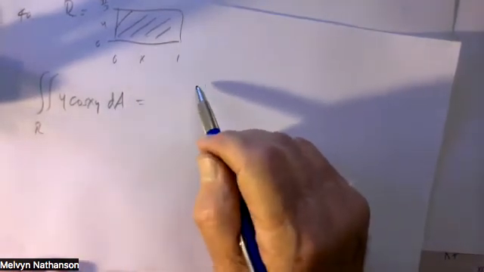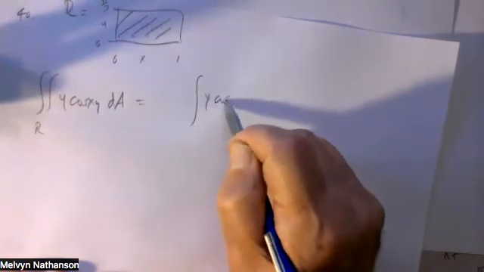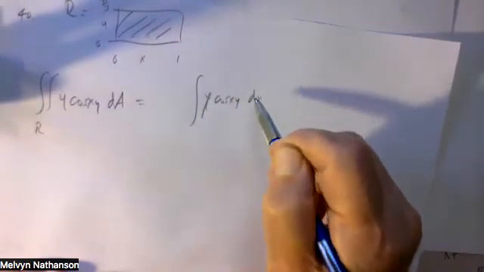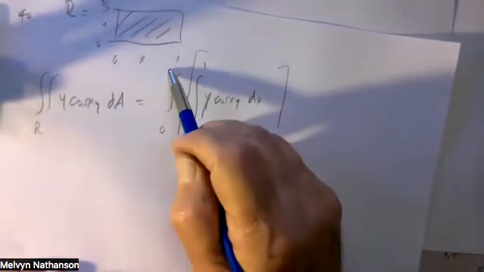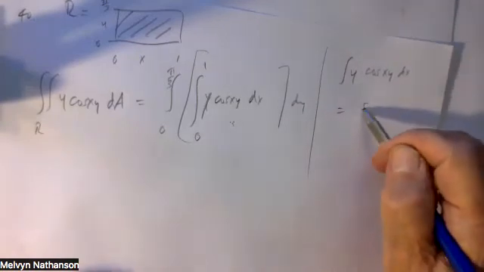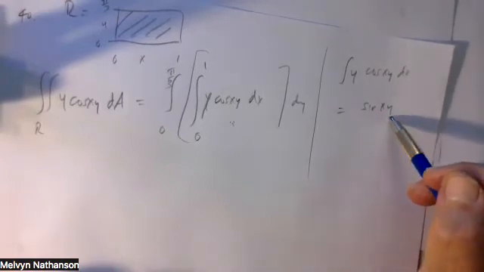So which way should we do first? I have no idea. I'll just try one, then I'll try the other. So let's say first we integrate with respect to x, y cosine xy dx from 0 to 1. And then we integrate that as y goes from 0 to pi over 3, dy. So what is this integral? The integral of y cosine xy dx is equal to sine of xy, because if you differentiate sine of xy with respect to x, you get y cosine xy.